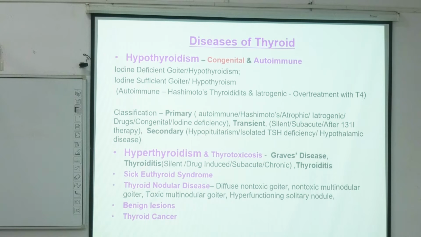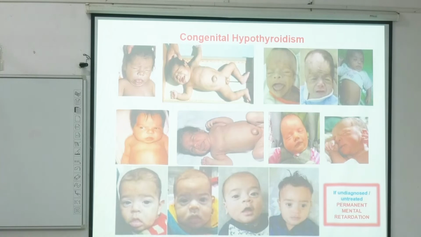There is also thyroid syndrome, thyroid nodular disease, benign lesion, thyroid cancer. Treatment is quite differentiated. I will emphasize only on hypo and hyper, not beyond that, because this is beyond the purview of your knowledge and level. So next. It can be primary, it can be secondary, as I told you, it can be central, primary or central. Next. So congenital hypothyroidism.